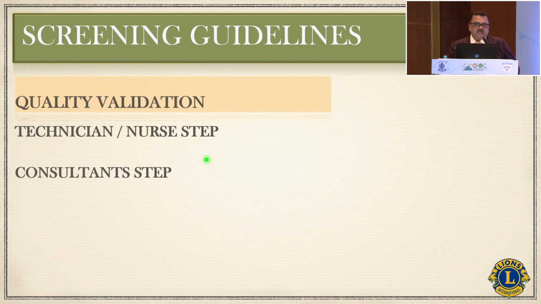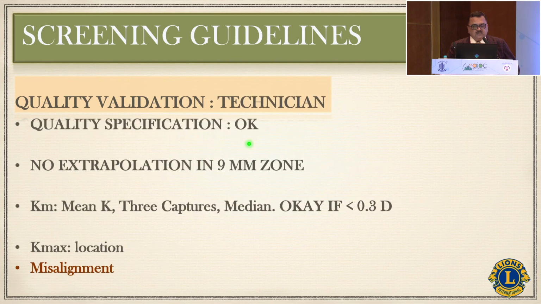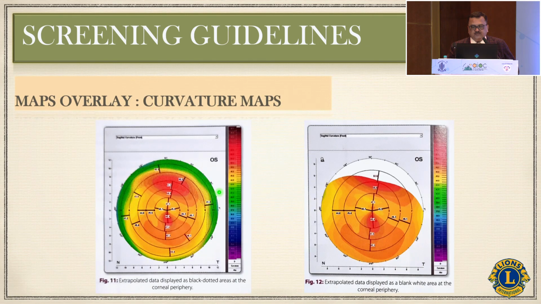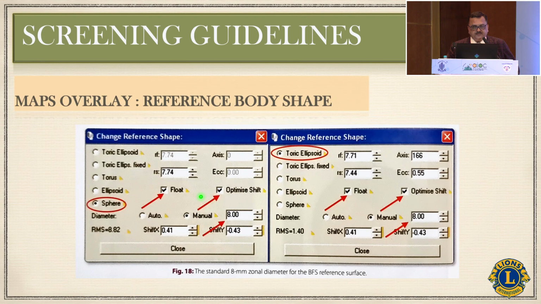You have a technician or the optometrist who's doing the tomography for you. The quality specification should be okay. If it is not okay, you click on the zone and you choose the minimum interpretation, the maximum extrapolation value, and you can still use it. And there should be no extrapolation in the 9 millimeter zone. This is the extrapolation zone, and this should not be there.